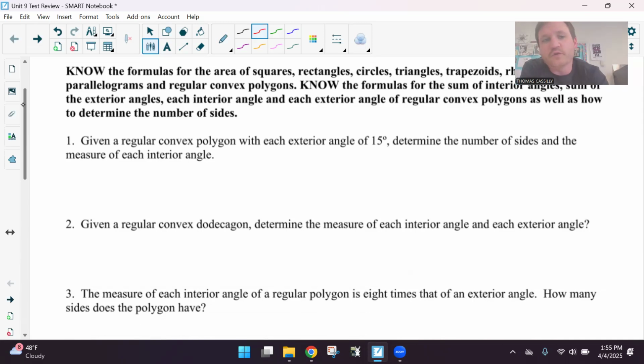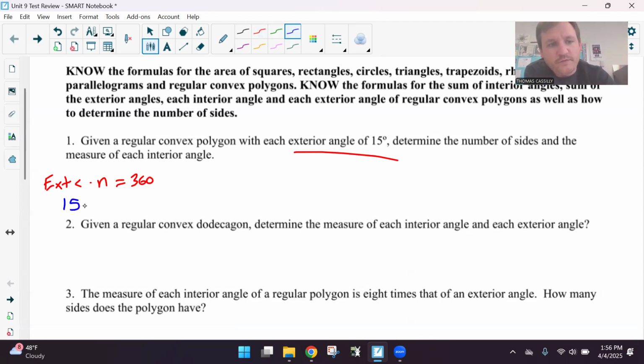Number one, given a regular convex polygon with each exterior angle of 15 degrees, determine the number of sides and the measure of each interior angle. We're going to start off by saying we have some exterior angles. I know if I take every single exterior angle and multiply it by the number of sides, that is always going to equal 360 degrees, no matter what shape. Anytime you have a regular polygon, that's going to happen. So now they're saying every exterior angle is 15.